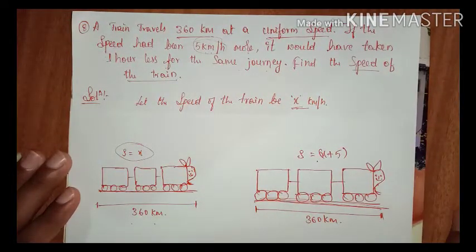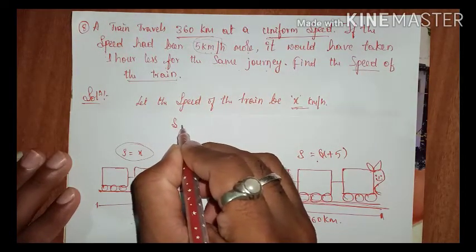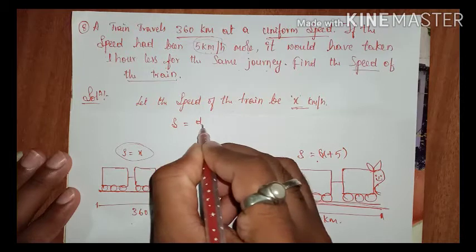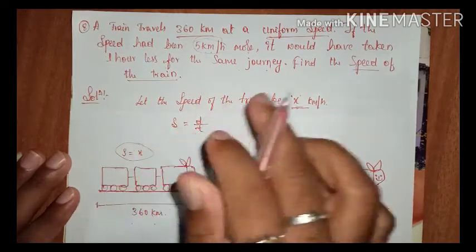One thing you're supposed to remember here: if any question comes with distance as well as time and speed, you must remember the formula, that is speed equals distance over time. So speed equals distance divided by time taken. Based on this formula we are going to solve this one.